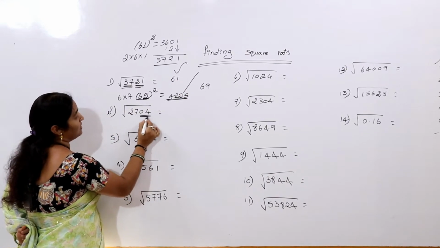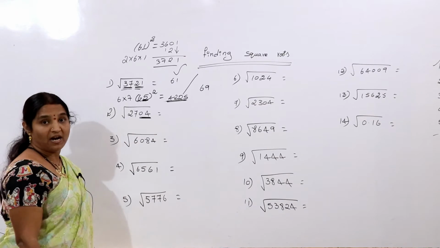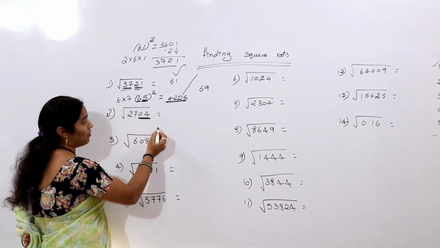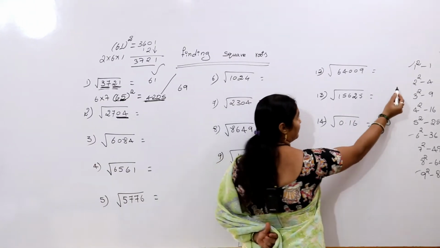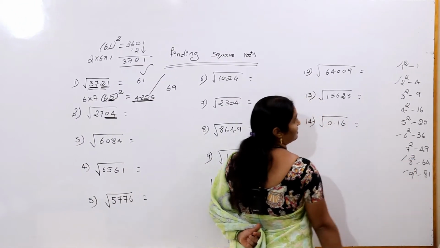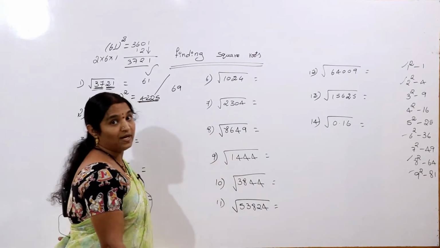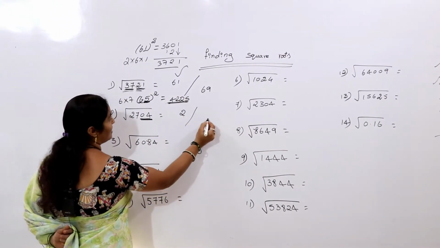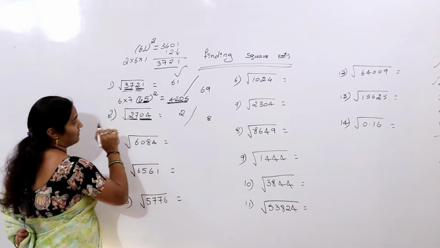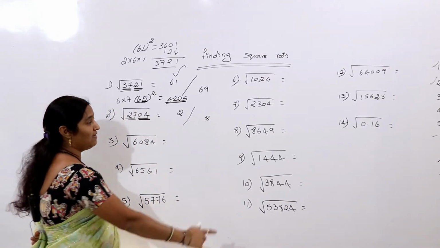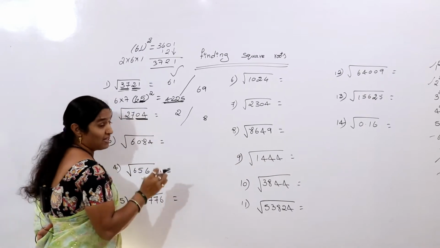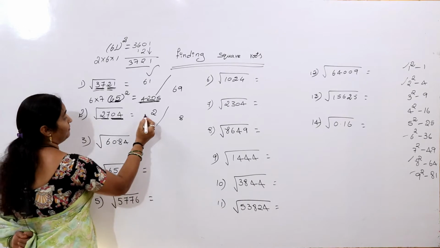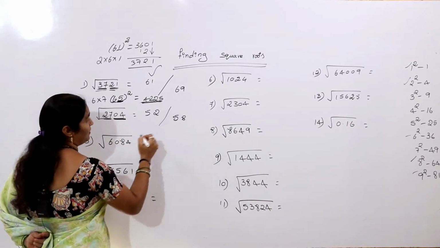Let us see in this problem also, 2704. The last two digits are 0, 4. Ending with 4. What are the square numbers that end with 4? 2 square is 4, 8 square is 64. So the last digit must be 2 or 8. The remaining digits are 27. 27 is nearest to the square number of 5. Always we have to take the smaller number when compared to the larger. So 52 or 58.